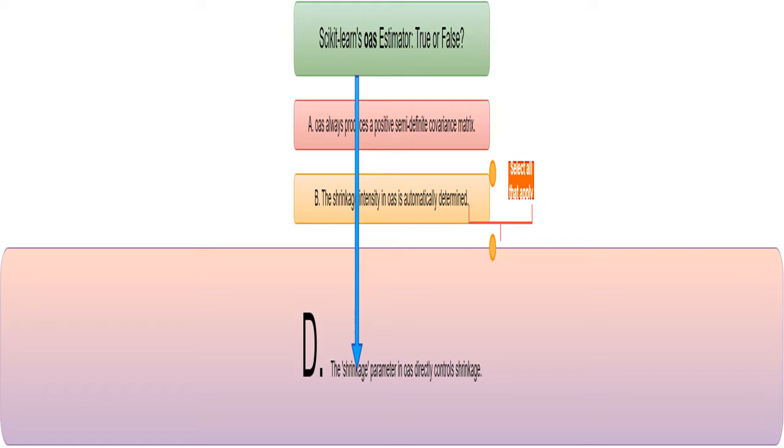I think this statement is false. OAS doesn't provide a direct parameter for controlling shrinkage. The algorithm determines the appropriate amount of shrinkage internally. There's no knob for you to manually adjust it.